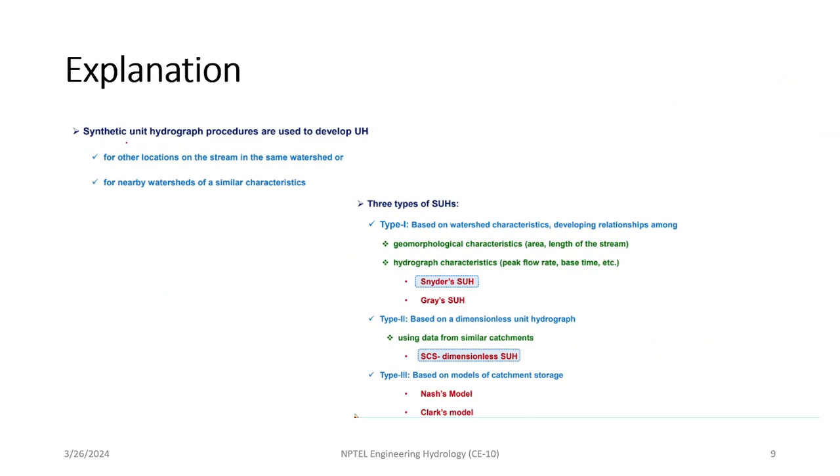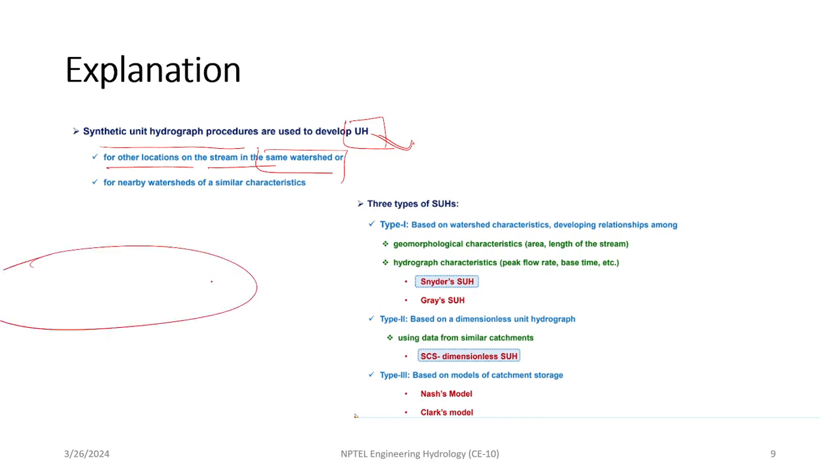So if we want to derive a synthetic unit hydrograph, we can come up with a unit hydrograph. Okay, we can derive it. How? Why is it important? In order to have a unit hydrograph for other locations on the stream in the same watershed, I am saying that I have a gauge station at this point, and I got all the information, or you can say the unit hydrograph, from here.